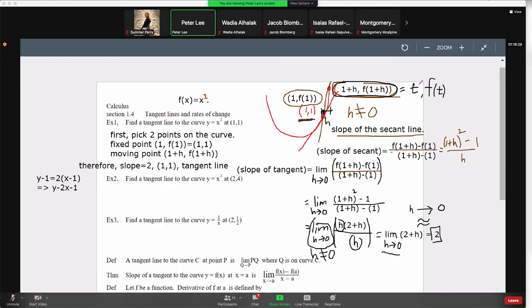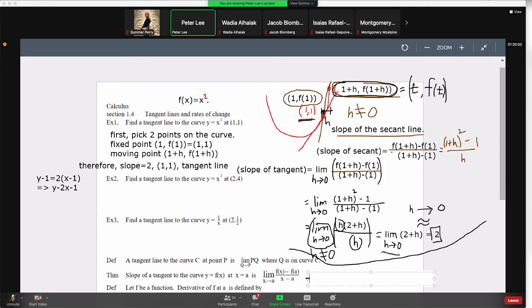So how about if you name it that way? How will this change? If you name it that way, then how does it change? Then what is the secant line? The secant line is going to be f of t minus f of 1. Let me write it this way.